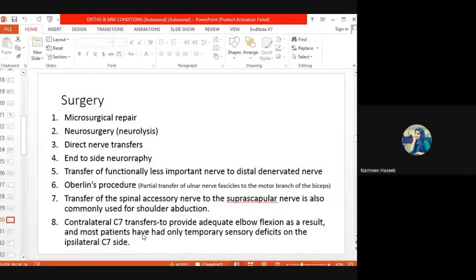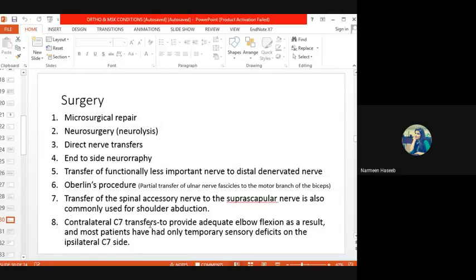So, what kind of surgeries can we have in brachial plexus injury? Microsurgical repair, neurosurgery, neurolysis, direct nerve transfers, end-to-side neurorrhaphy. These are the surgical procedures. Transfer of a functionally less important nerve to a distal denervated nerve. Oberlin's procedure includes a partial transfer of an ulnar fascicle to a motor branch of the biceps. Transfer of spinal accessory nerve to the suprascapular nerve is also commonly used for shoulder abduction.